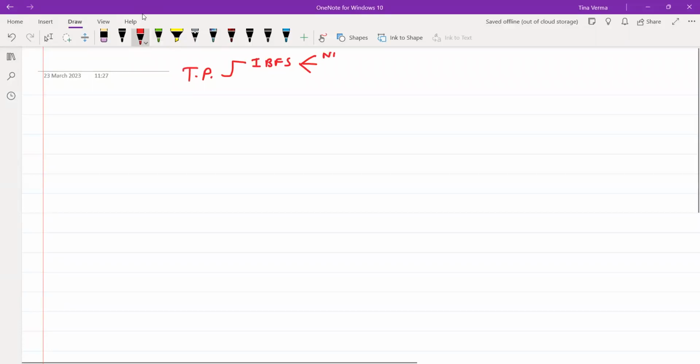That is the northwest corner rule, the least cost entry method, and Vogel's approximation method. Then we go for the optimality. We will discuss another method for the optimality.